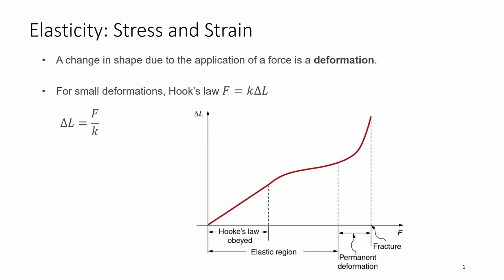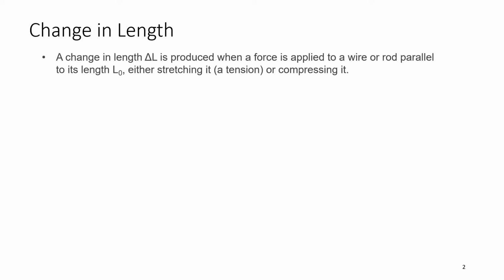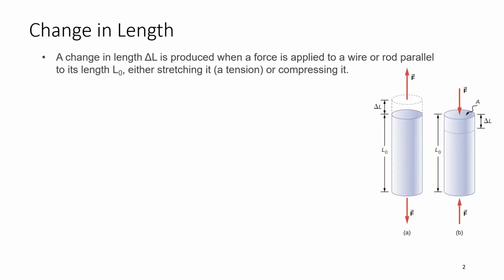We will consider three specific types of deformations: change in length, sideways shear, and changes in volume. All deformations are assumed to be small unless otherwise stated. A change in length, delta L, is produced when a force is applied to a wire or rod parallel to its length L0, either stretching it or compressing it.